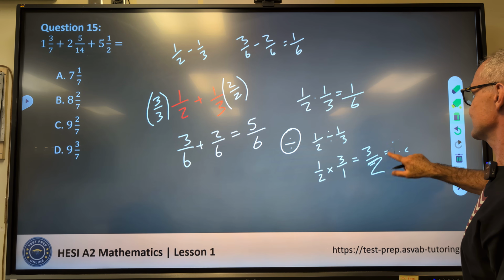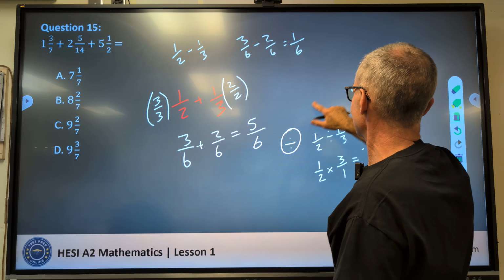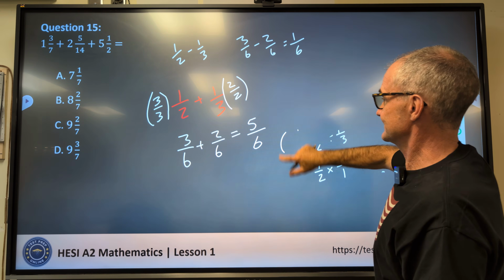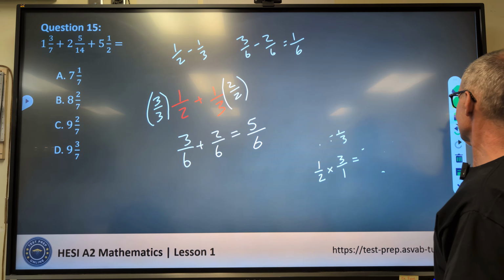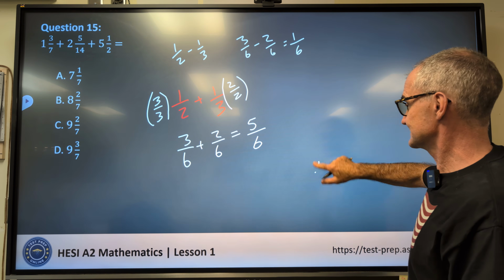If I can get my eraser to work, it doesn't really want to work very well. And then we'll go ahead and do this problem here. What is going on with my board? Been a long day for that board too, I guess.